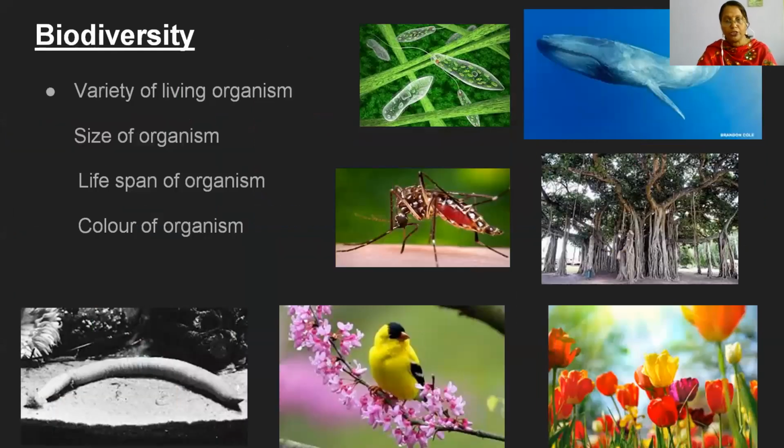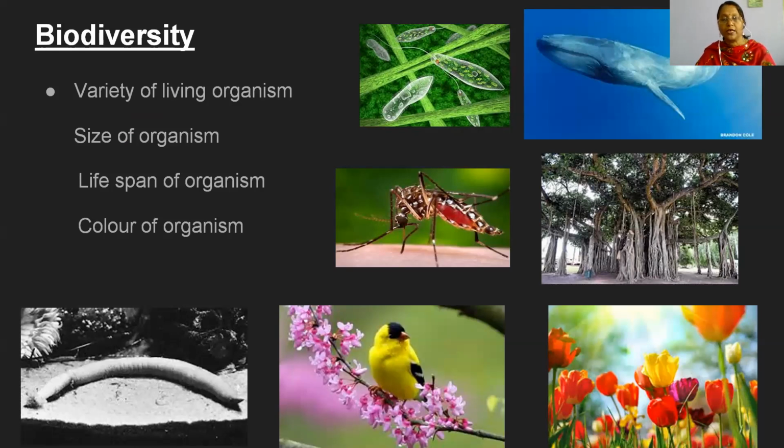Now, first of all, what do we mean by biodiversity? Bio means living thing. Diversity means variety. In this living world on the earth, there is a variety of living organisms. On one hand, we have microscopic bacteria of a few micrometers in size, and on the other hand, we have the giant blue whale and redwood trees of California of approximately 30 meters and 100 meters respectively.